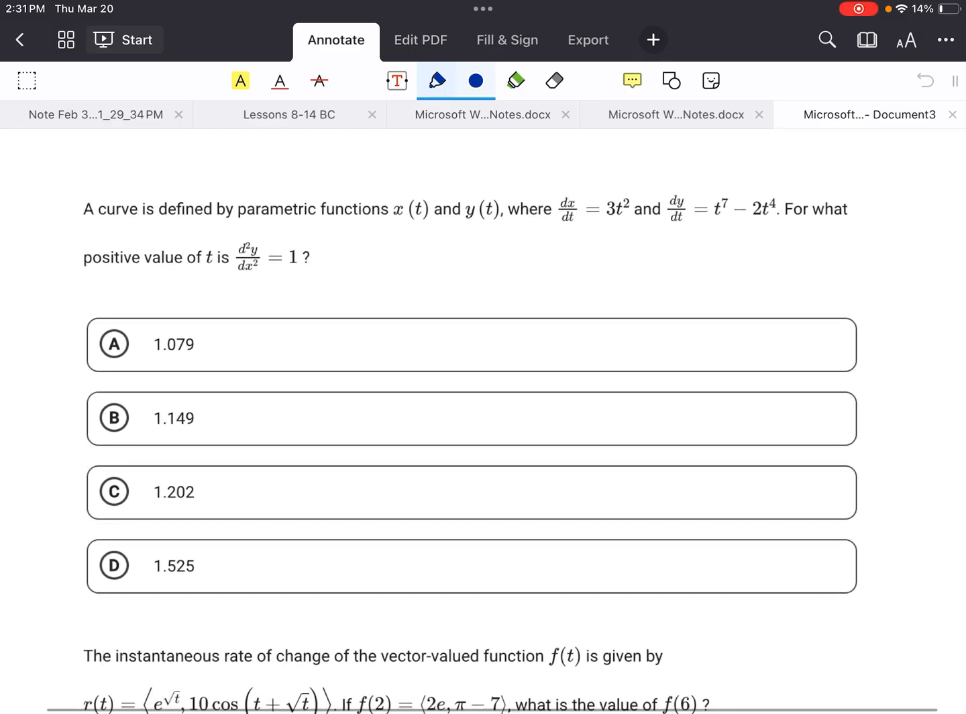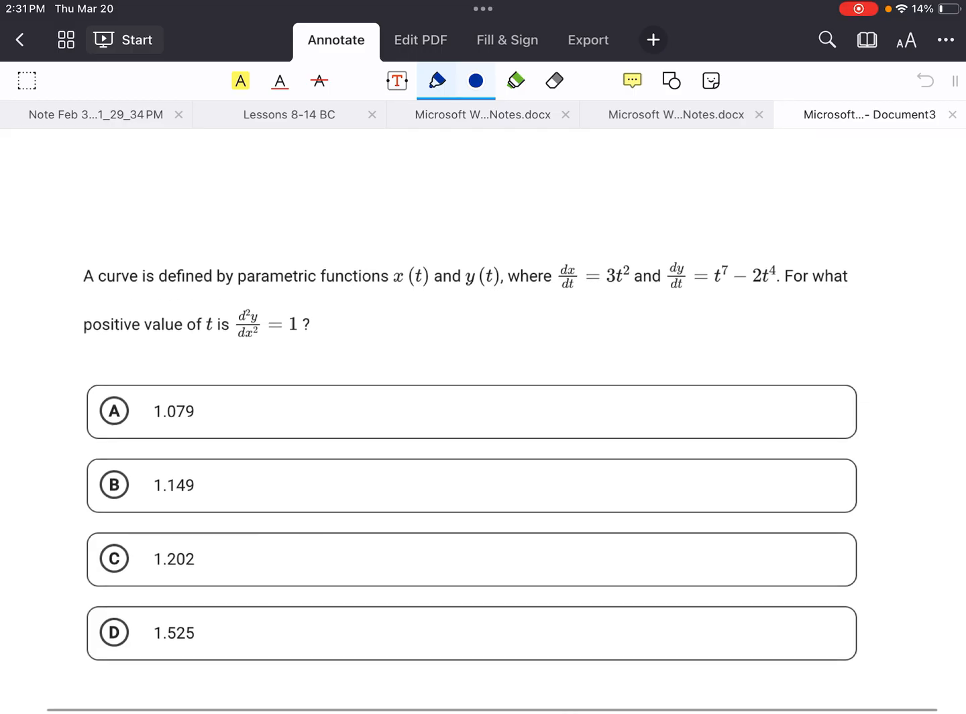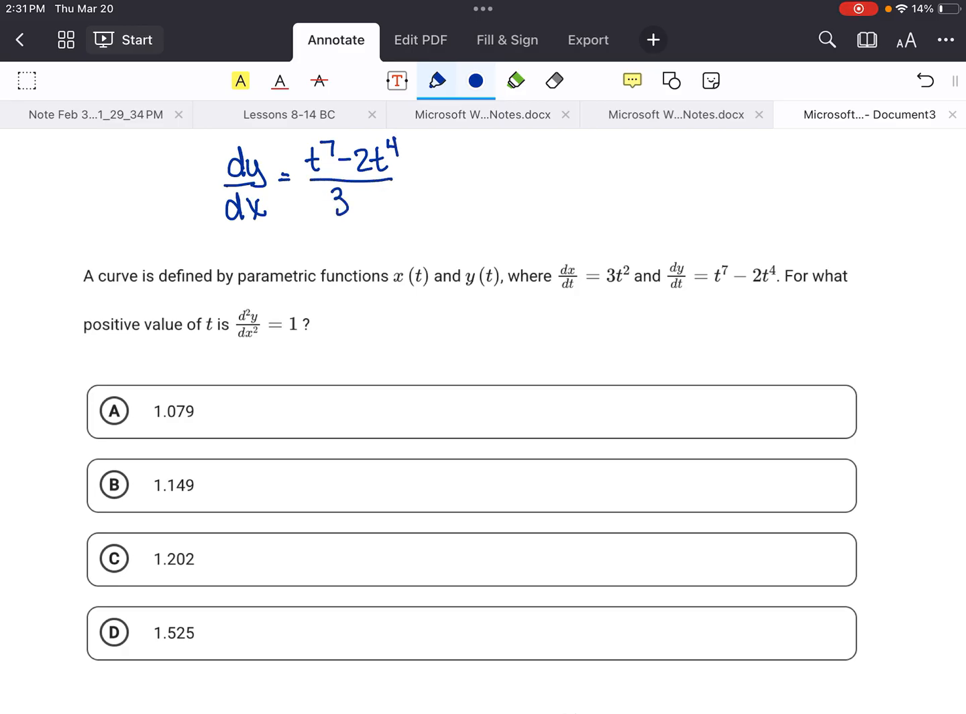So on this first one we have parametric functions, and we want to know the second derivative, and when the second derivative is equal to 1. So the first thing we need to do is find the second derivative. So dy/dx with parametric, you're really just taking the two individual derivatives and then writing them as a ratio. So we've got t to the 7th minus 2t to the 4th, and dx is 3t squared.